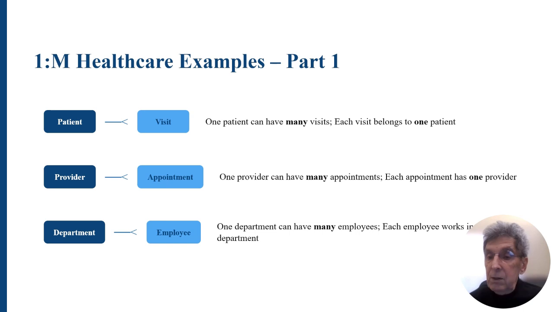Department to employee. One department, cardiology for example, has many employees: physicians, nurses, technicians, administrative staff. In a single model, each employee belongs to one department. One-to-many. Now you might object, what if a nurse works in multiple departments? Good question. Then it's not one-to-many, it's a many-to-many, and the cardinality depends on your business rules. But for now, let's assume one department per employee. It keeps it simple.